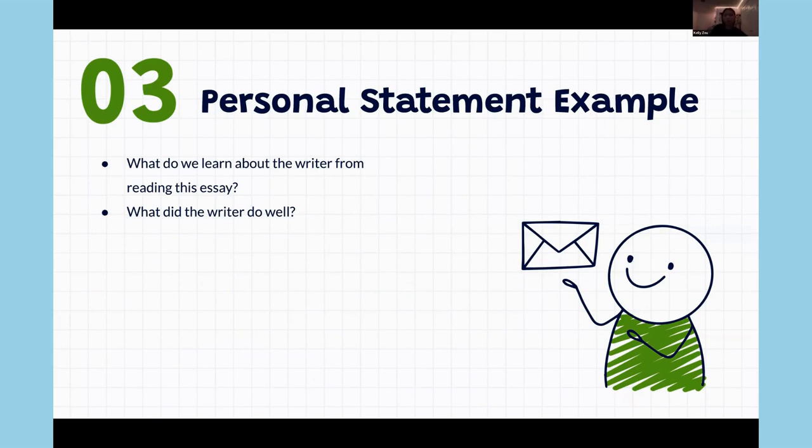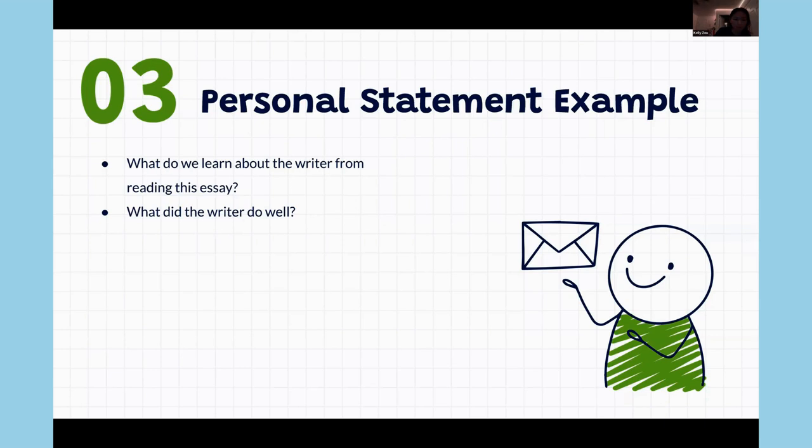So we're all going to take a couple minutes to read over this essay, and as we do, we're going to think about what we learned about the writer from reading this essay and what the writer did well. This essay talks about beauty and skincare and someone's journey from having poor skincare to being able to correct their skin by developing some healthy habits.